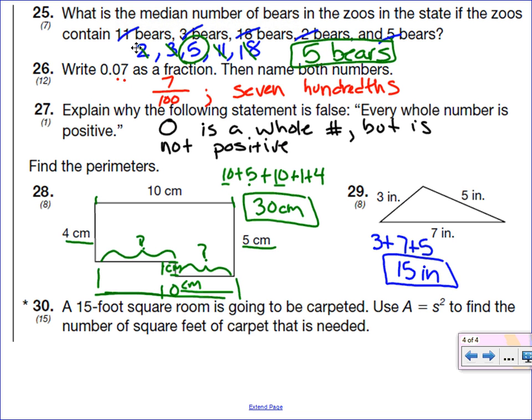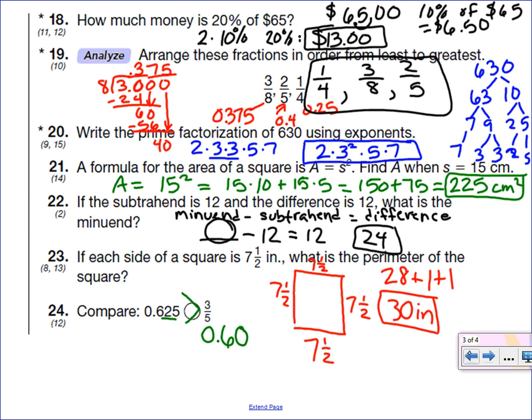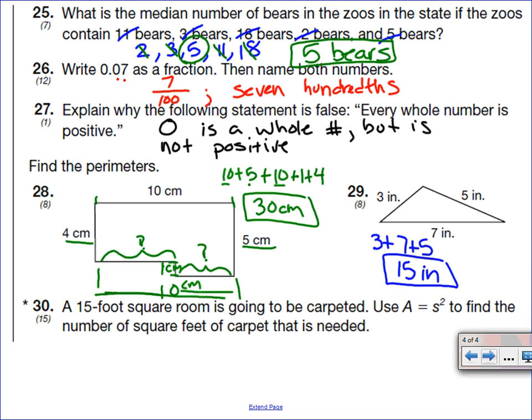And the last problem, a 15-foot square room is going to be carpeted. Use A equals S squared to find the number of square feet of carpet that is needed. Well, this is exactly like the problem that we had back here where it says find the formula if you have 15 centimeters. In this case, we have 15 feet. So we take 15 squared, which we already found out is 225. So 15 feet squared is 225 feet squared.